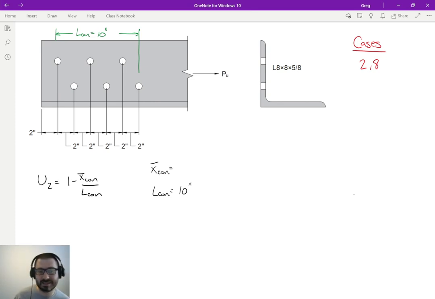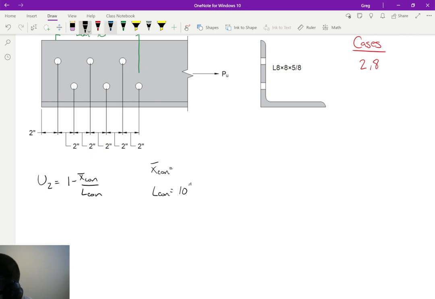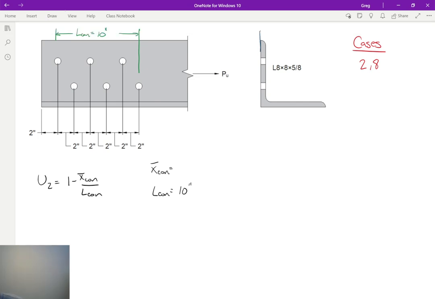Now, what about X bar? Again, just like before, we're going from the connected face, which in this case is going to be over here. So if that's the centroid, that's X bar sub CON.